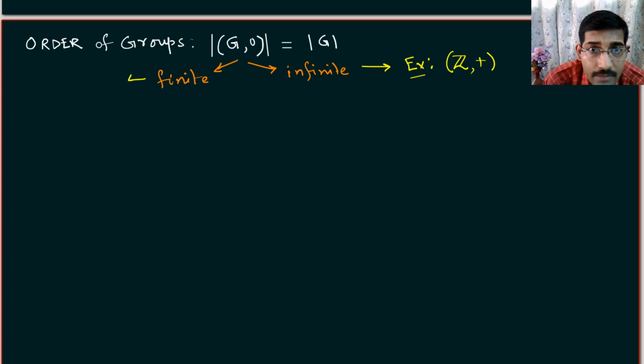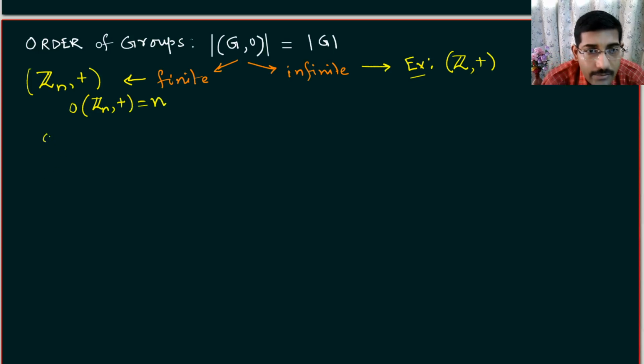Some examples of finite groups: this is a group which is finite because the order of this group is n. Similarly, we have declared the group Zp star in the earlier slide, which has order p minus 1.